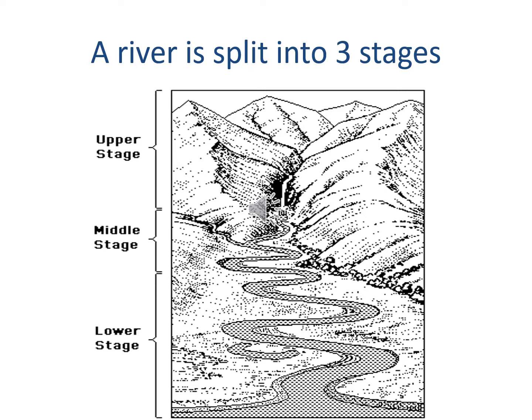They end up with three courses of the river, three distinct courses where we see three distinct features: the upper course, the middle course and the lower course. In the upper course we see features that we're going to learn about today, the V-shaped valley and the waterfall.